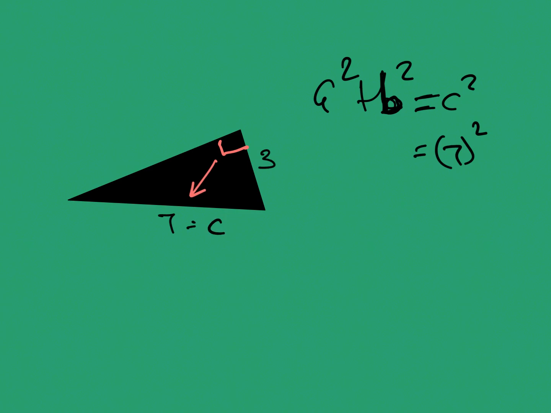What do you want to call 3? Do you want to call it A or B? B? So we'll say that we're missing A. Okay? So we're going to let A be A. We're going to put 3 in there for B. So we're going to go A squared plus 3 squared equals 7 squared. Three squared, 9. 7 squared, 49.